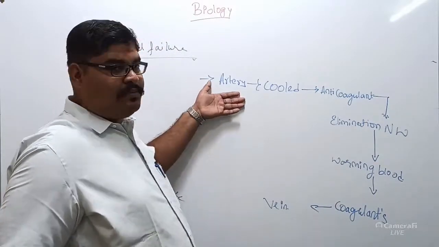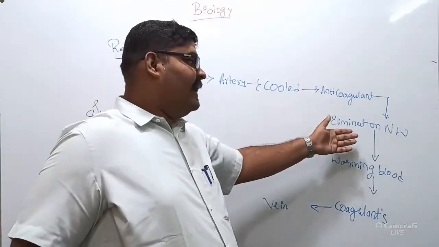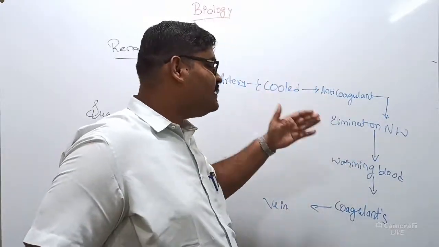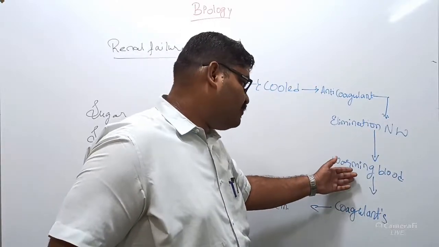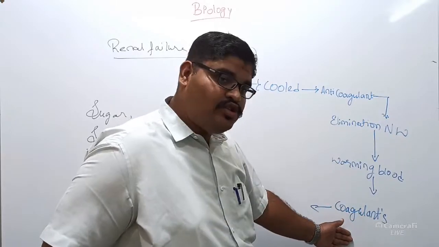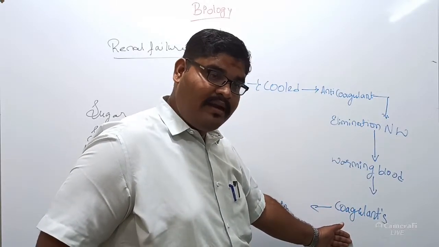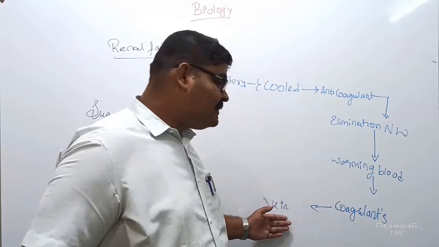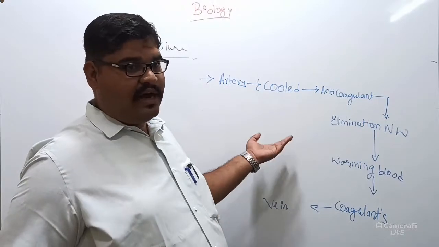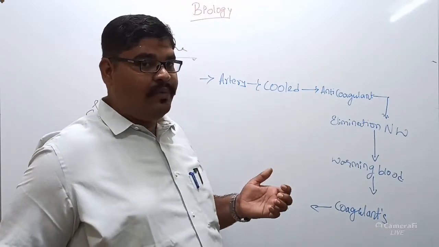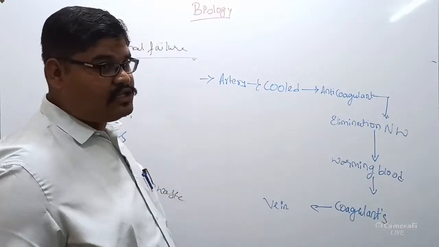The blood is taken from the artery, it is cooled, anticoagulant is added, elimination of nitrogenous waste takes place. Then once again blood is brought back to its normal temperature. When the blood is brought back to its normal temperature, addition of coagulants takes place to bring back the normal nature of the blood. Then after addition of coagulants, it is once again sent to the vein, and from the vein the blood is reaching the heart, you already know, and from the heart to various parts of the body. This is what is happening in the dialysis process.